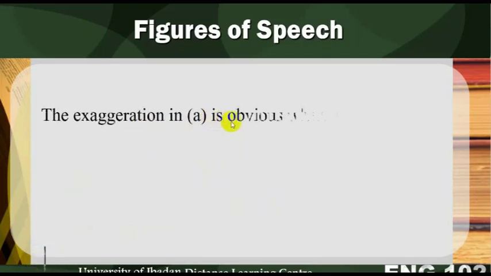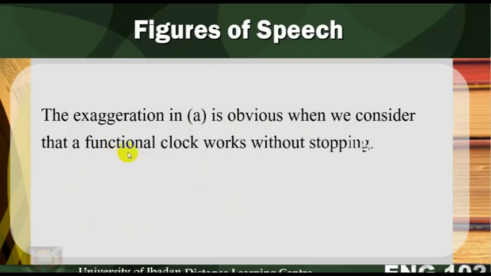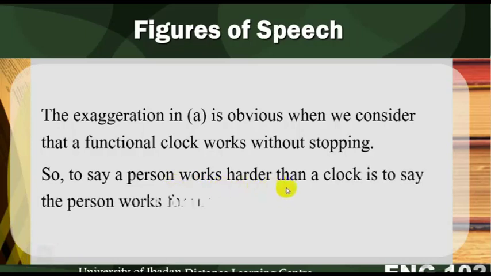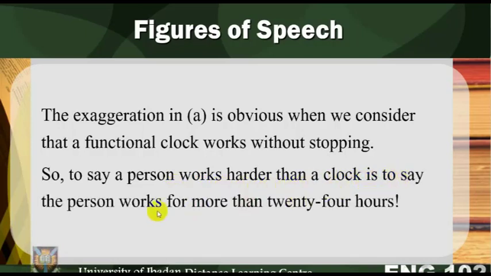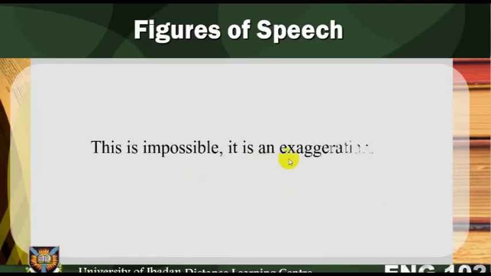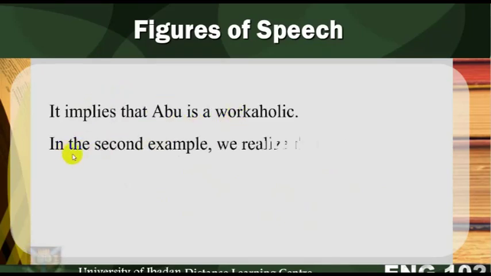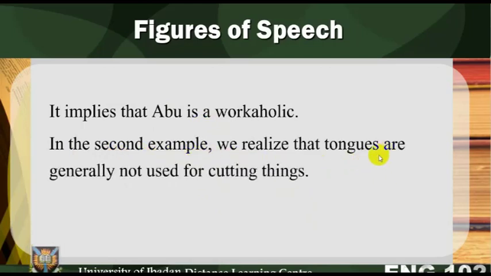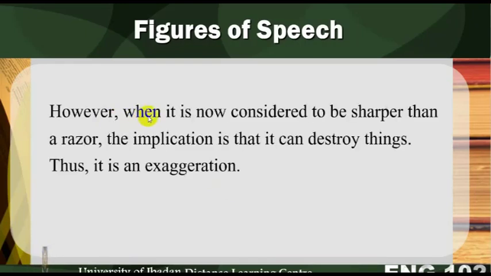The exaggeration in A is obvious when we consider that a functional clock works without stopping. So, to say a person works harder than a clock is to say the person works for more than 24 hours. This is impossible. It is an exaggeration. It implies that Abu is a workaholic. In the second example, we realize that tongues are generally not used for cutting things. However, when it is now considered to be sharper than a razor, the implication is that it can destroy things. Thus, it is an exaggeration.